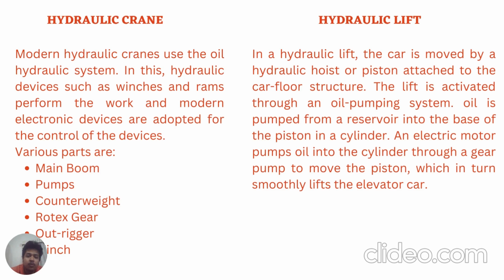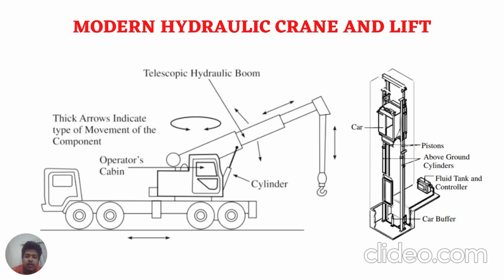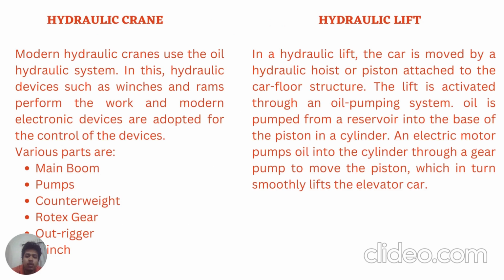In a hydraulic lift, the car is moved by the hydraulic hoist or piston attached to the car floor structure. The lift is activated through a pumping system. As we can see, there is a fuel tank or reservoir which provides oil to the pumping system, which we can start with the help of a motor. As mentioned, oil is pumped from the reservoir into the base of the piston in the cylinder. An electric motor pumps oil into the cylinder through a gear pump to move the piston, which in turn smoothly lifts the elevator car.